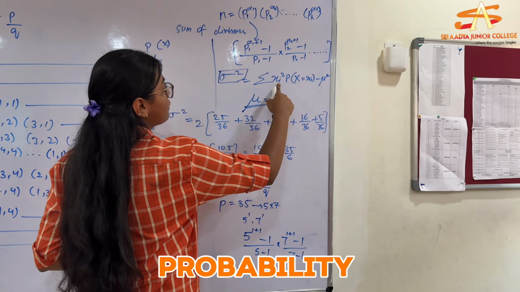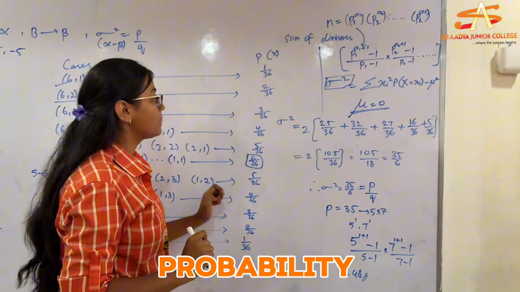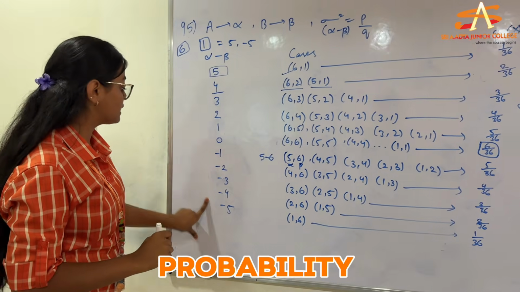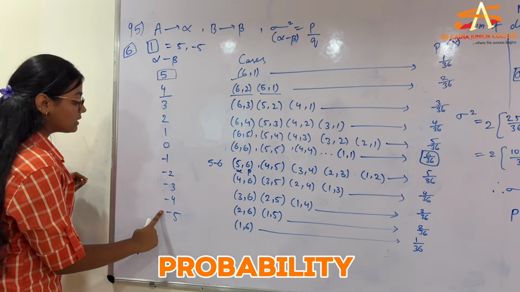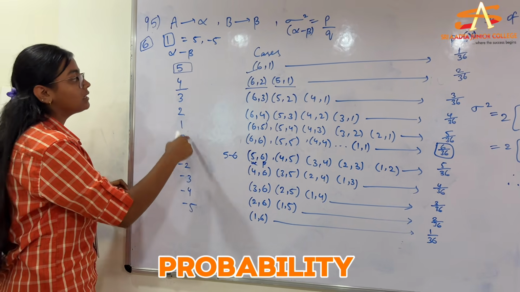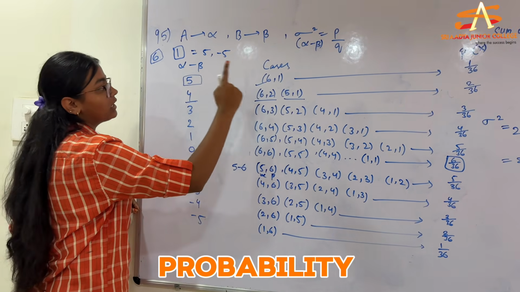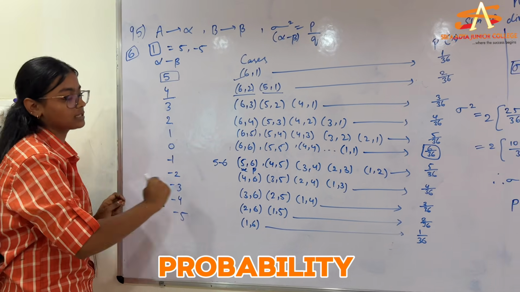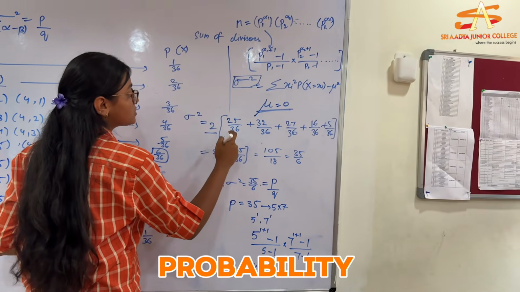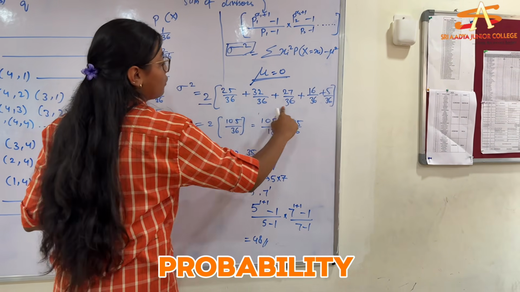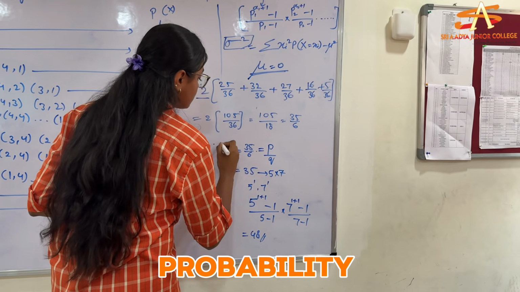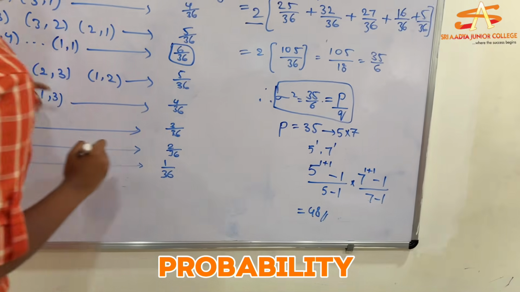For the variance formula we need x square into p of x equals xi. So here these are the x values and we'll square them and multiply by p of x equals xi. The minus values will also become positive and we'll get double of each value, that is 5 square into 1 by 36 plus 5 square into 1 by 36. If we add all that we'll get 2 times 25 by 36, that is 5 square into 1 by 36. So when we simplify we'll get the variance as 35 by 6.